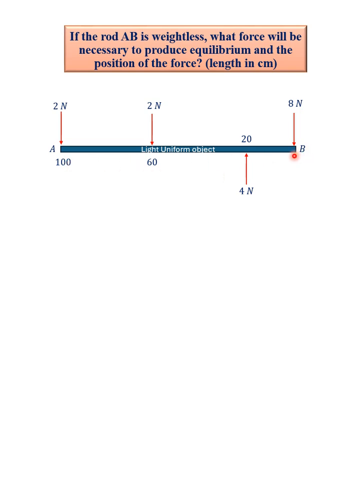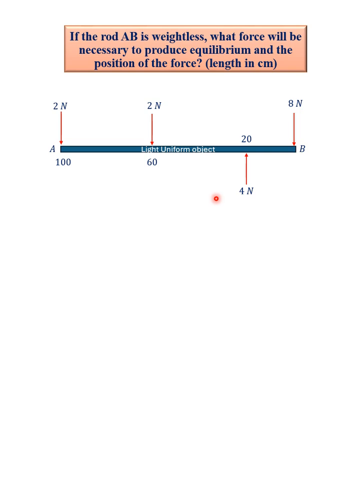So this is 0, 20, 60, 100. And these are the forces acting on the object. We are asked to calculate the force that will keep this object in equilibrium. If you look at it, you will see 2, 2, and 8 Newton force acting downward. But only a 4 Newton force is acting upward, which means that single force that will balance this object should also be acting upward to balance the weight that is acting downward.